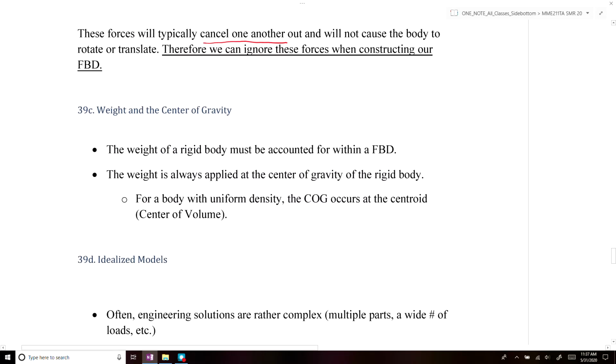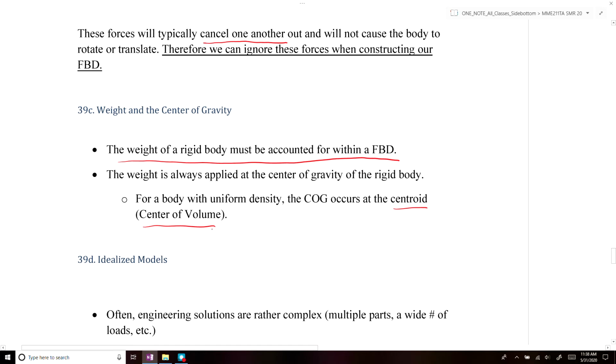Another consideration that you need to think about when you're drawing a free body diagram is the weight of your rigid body. You need to make sure you account for the weight of the rigid body within the diagram. The weight is always going to be applied at the center of gravity of the rigid body. A lot of times we'll be working with materials that have uniform density, so the center of gravity is going to occur at the centroid of our shape, or the center of volume.